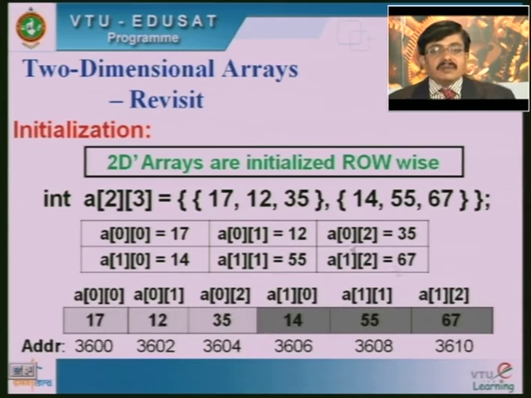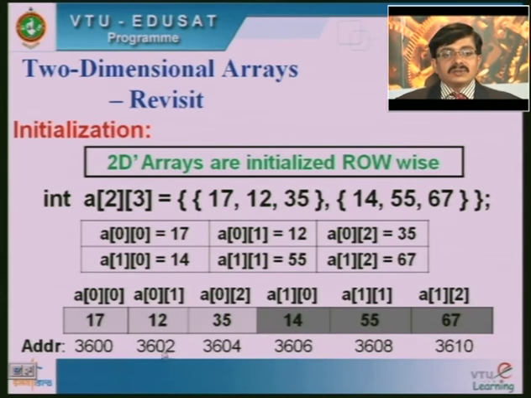Thus in memory, these arrays will be stored in a contiguous memory area. These are the addresses of the 0th row, and these are the addresses of the first row. Within the rows, the elements are in contiguous memory locations, because each row is a one-dimensional array, and the two-dimensional array is an array of one-dimensional arrays. So this is one row, this is another row.